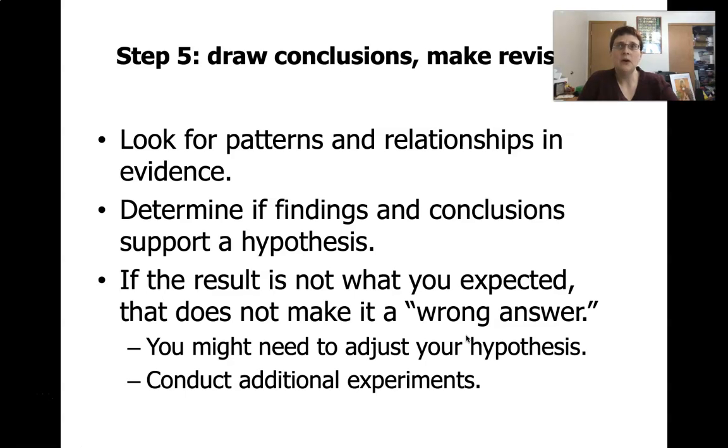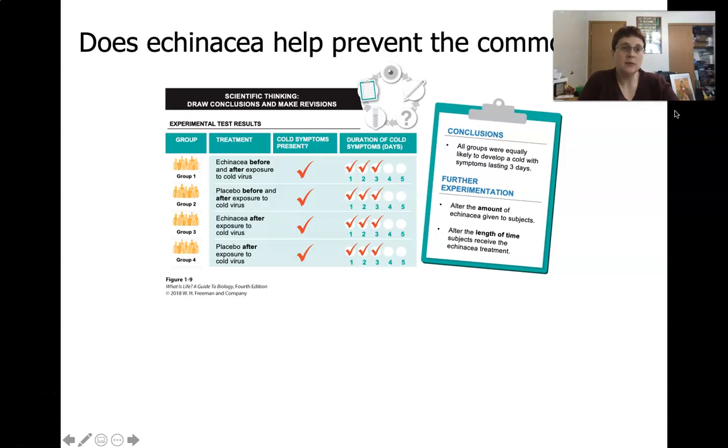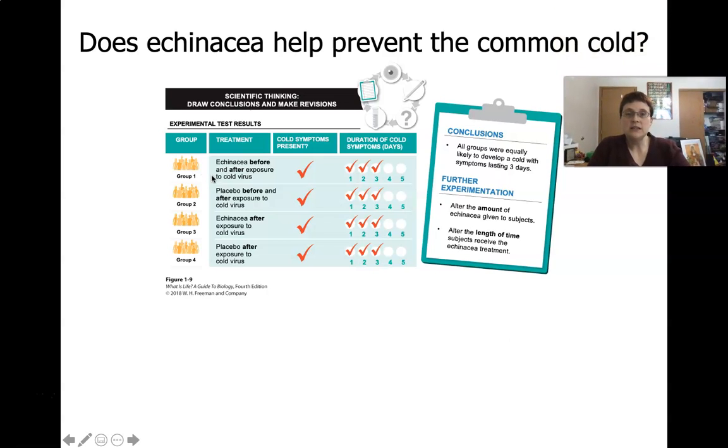So let's see what happened with the echinacea experiment, because this is a real experiment. So here is the data. Group 1, before and after exposure, so they got echinacea both times. Did they get cold symptoms? Yes. They caught the common cold, and they had symptoms for 3 days. The group that had the placebo, the sugar pill, before and after, same thing. Echinacea after the exposure, same. Placebo after, same. For the no treatment groups, before, same.